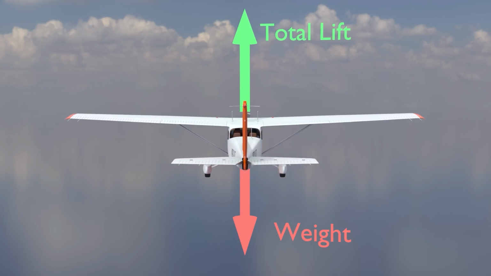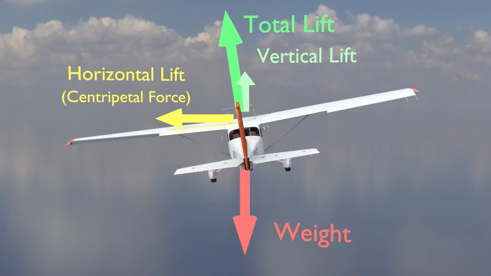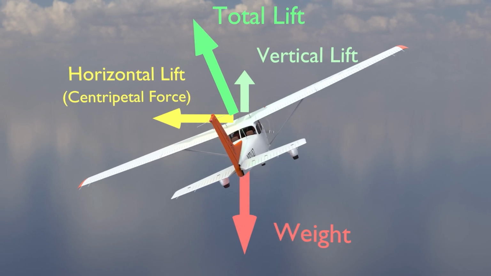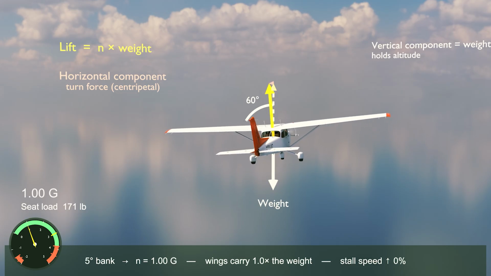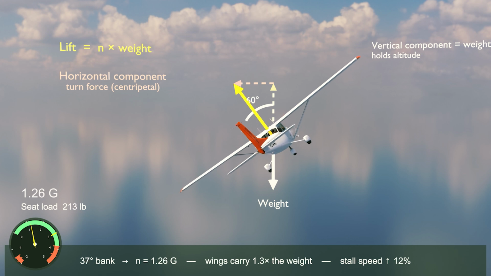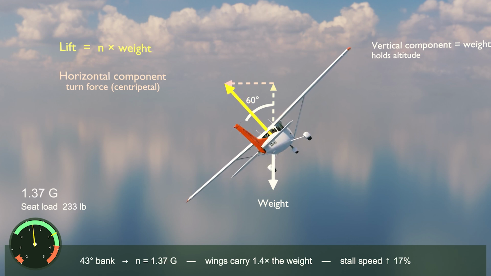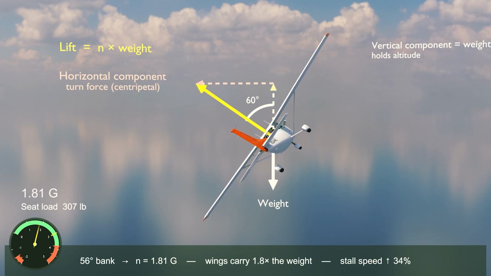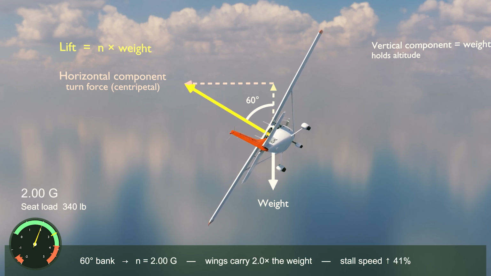So what happens in the turn? To hold altitude in a bank, lift has to do 2 jobs at once: fight gravity and pull you around the turn. So total lift must increase, and load factor rises with bank angle. A 30-degree bank is about 1.15 Gs, 45 degrees around 1.4, 60 degrees a full 2 Gs, the wings working twice as hard just to stay level, and past that it increases quickly.